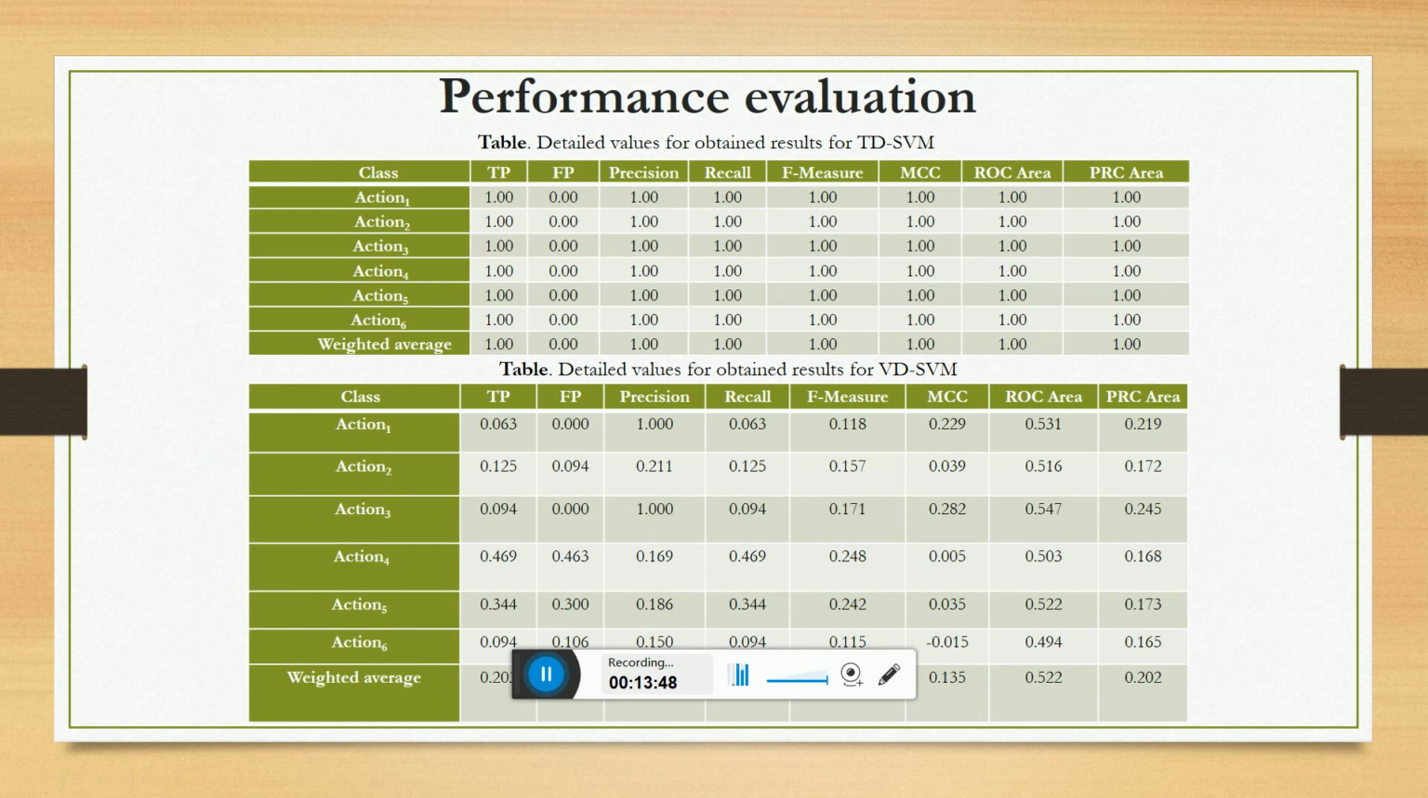For evaluating the performance, the proposed approach has been compared with the existing ones. At first there is TD-SVM, where 6 actions have been performed under training data of SVM, and for VD-SVM, that means the validation data SVM, the 6 actions have been performed.